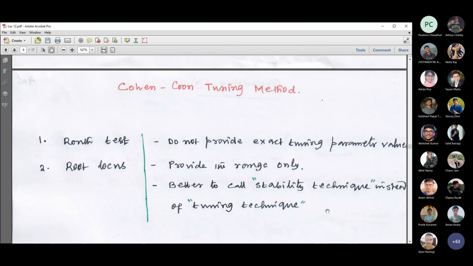You see the 3 points I have written here. Both the methods do not provide exact tuning parameter values. They provide the range only. Within this range, the closed loop process is stable. Outside of this range, the process is unstable. That much we can get. And that's why these two methods are better called stability techniques rather than tuning methods.